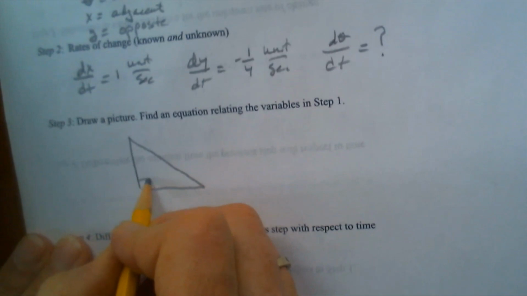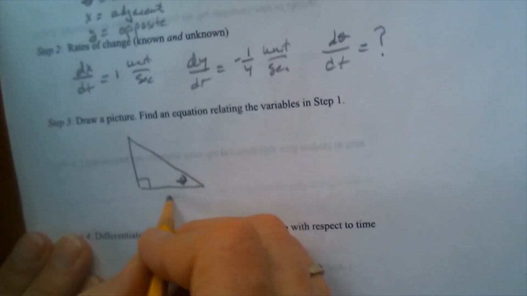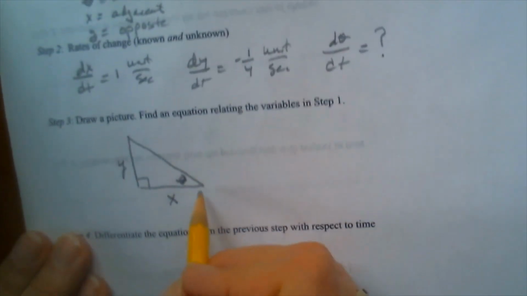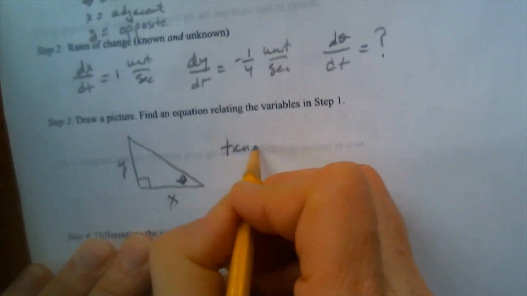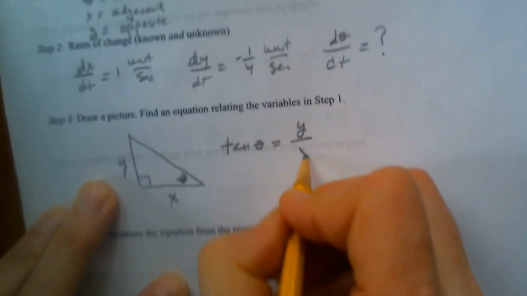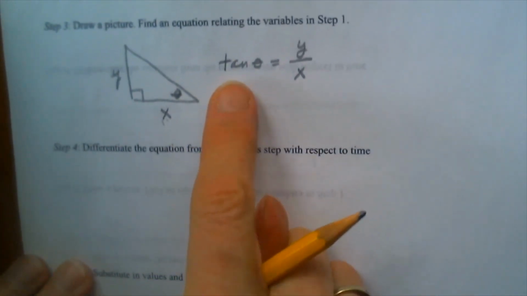So what we're going to do now is draw our picture. We have a right triangle. We have our angle theta here in the corner, and x is the adjacent side, y is the opposite side, and we have an equation that relates theta, x, and y. We can use right triangle trig, SOHCAHTOA. SOHCAHTOA says opposite and adjacent is tangent, so we have the tangent of angle theta is equal to opposite over adjacent. Now when we differentiate that, we have to find the derivative of tangent.